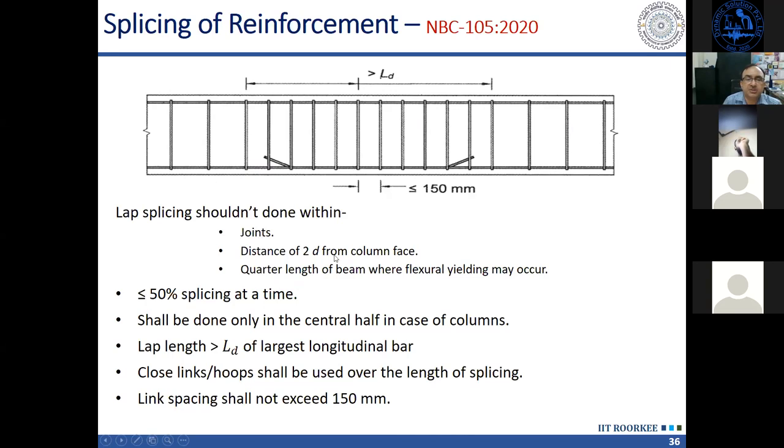So this much reinforcement is to be provided, and not more than 50% of the bars will be spliced at one location, and this splicing location should be in the central half of the members. So only in the middle half of the member we can do splicing, and not more than 50% splicing can be done at one location.